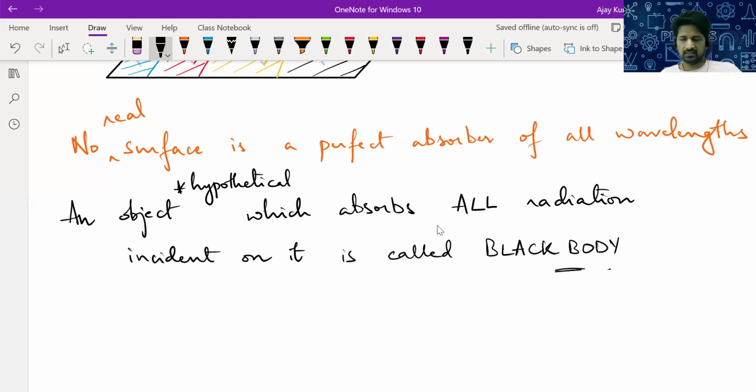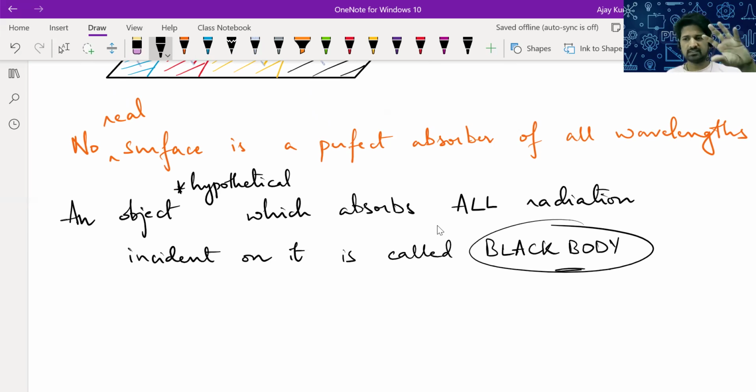So they don't exist in real life. Normal black objects are not black bodies. A black body is an idea actually. It's a perfect absorbing surface. It absorbs ultraviolet, visible, as well as infrared radiation. Any radiation that falls on it gets absorbed. Such an object, or such a surface, is called a black body.